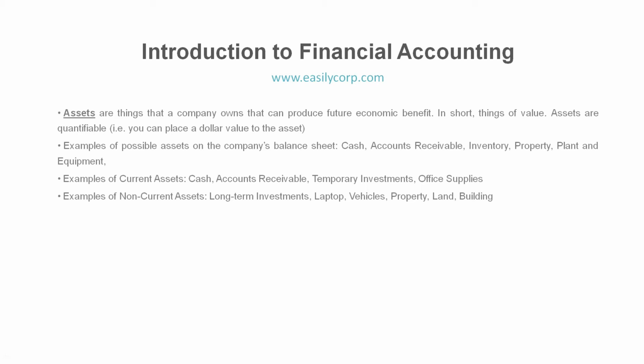Assets are things that a company owns that can produce future economic benefit. In short, things of value. Assets are quantifiable, so you can place a dollar value on an asset. Some people say, oh, my asset is my degree, but you can't place a dollar value on this degree. So in terms of financial accounting, the degree is not your asset. Assets and liabilities end up in the company's balance sheet.